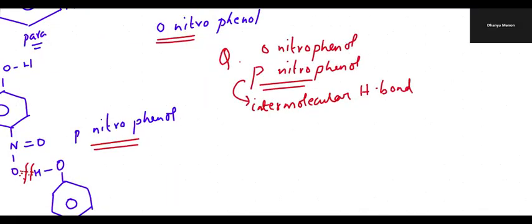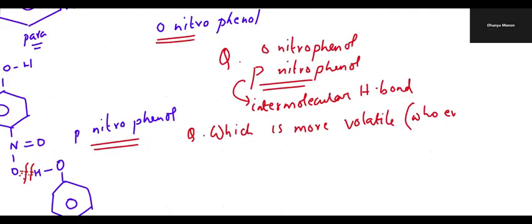Okay. So if the same question is asked in another way, which is more volatile? More volatile, that means who evaporates fast. Whichever has a low boiling point. So ortho has lower boiling point. So definitely orthonitrophenol is highly volatile.